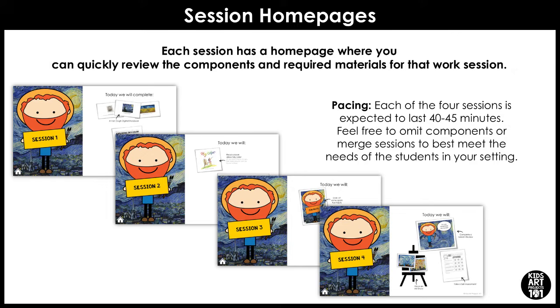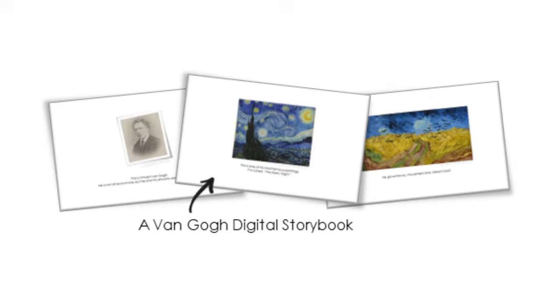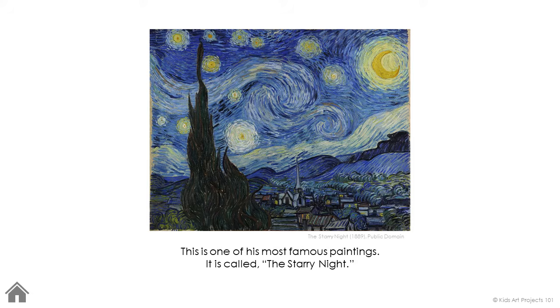So for the first session, you're going to be presenting a digital storybook where you're going to present several of Van Gogh's paintings. Of course, he's known for his incredible portraits and his incredible flower still lifes, but this particular unit is all about his landscapes. So we're going to be starting off looking at his most famous landscape, the Starry Night, and then we're going to follow up with several others.